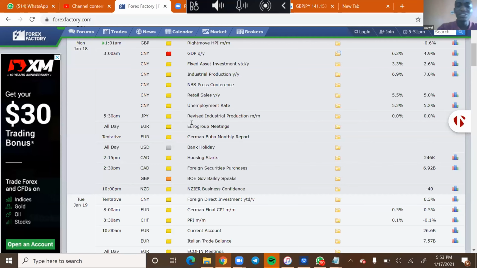Once this news comes out, it's going to affect the currency either positively or negatively. As a beginner in the Forex market, you want to look out for red folders, because they affect the currency in a great way. Whenever you see a red folder for a particular currency, you would not trade that currency for that period. For instance, tomorrow we have a red folder on Chinese yen, although we don't trade it, so I'm just going to ignore that.